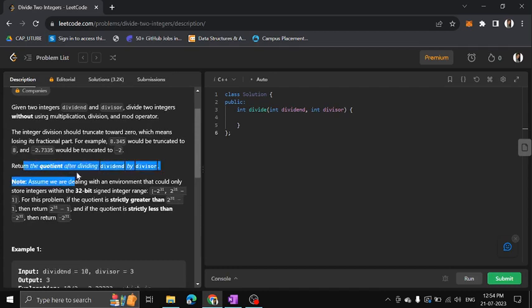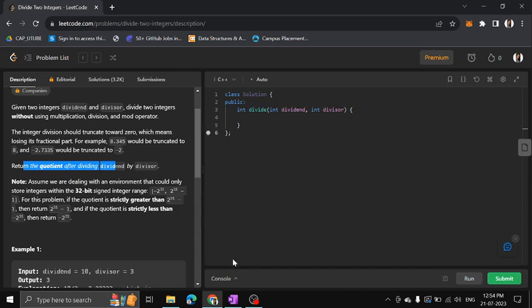And one more thing, return the quotient after dividing dividend by divisor. So assume we are dealing with an environment that could only store integers within the 32-bit signed integer range. So they are saying at last the result should be within the integer range. If it becomes an overflow or underflow, then we need to just return int max if it is greater than the maximum value, and int min if it is lesser than the minimum value.